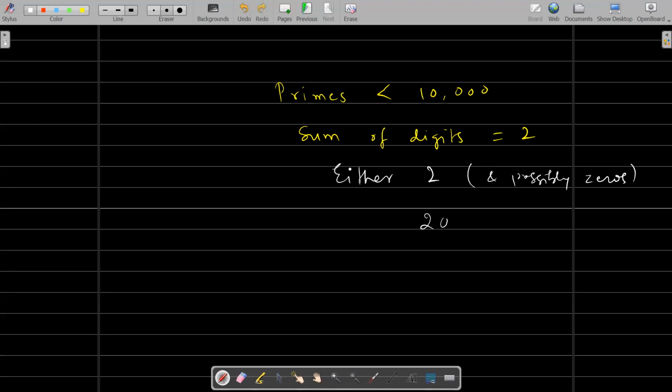So the only such number is 2, right? So I get the single-digit number 2. There are no zeros on the right. Or there will be two ones and other zeros.